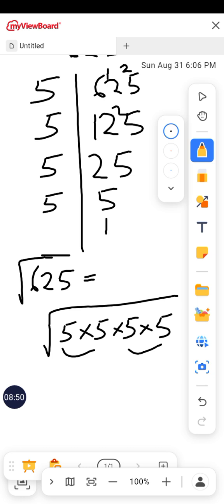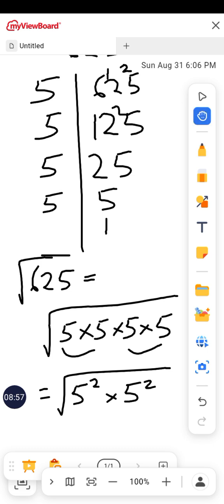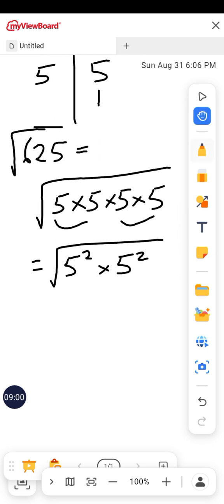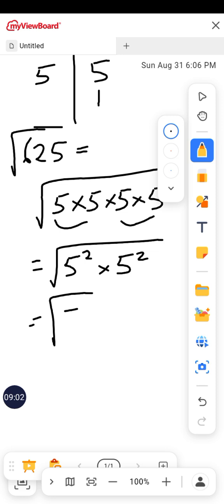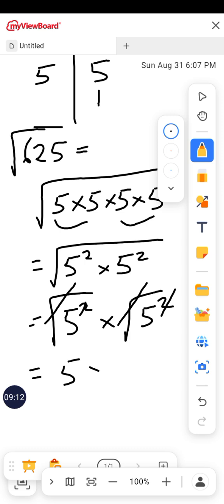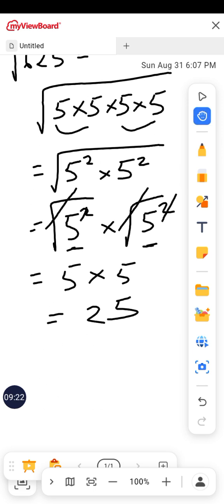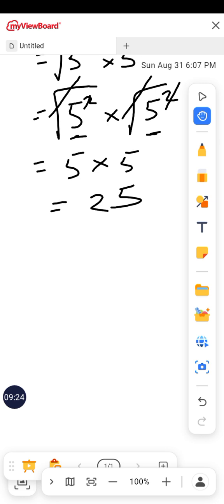So this can be paired in twos, and I have 5 squared multiplied by 5 squared. Are we together? Okay, and it can also be broken down like I taught you, the square root of 5 square times the square root of another 5 square. Square cancels square root, square cancels square root. What are we left with? 5 multiplied by 5, and that gives us 25. And you agree with me, when you check it out, 25 multiplied by 25 will give us 625.